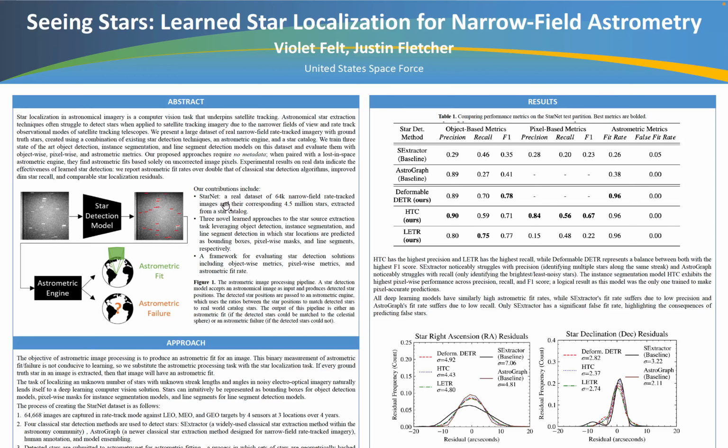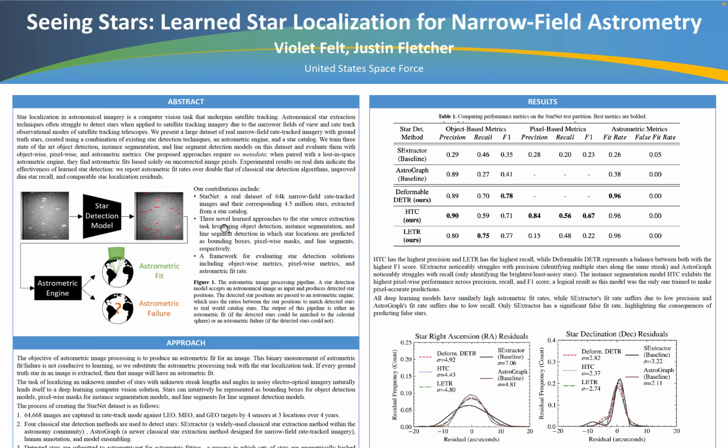The first is the StarNet dataset. This is a dataset of 64,000 images like this that we collected over a span of 4 years, by 4 different sensors in 3 different geographic locations. And these images capture all sorts of satellites in them: low Earth orbit satellites, medium Earth orbit satellites, geostationary satellites. And so the star streaks in these images are all different lengths and angles. Additionally, the sensors have different noise patterns on them, and these noise patterns can change over time, which makes this problem an ideal problem for a machine learning solution.